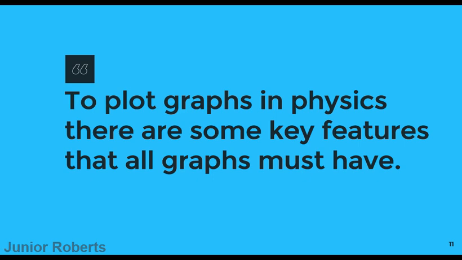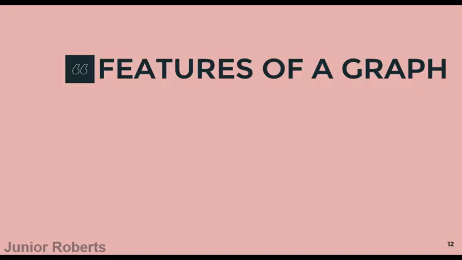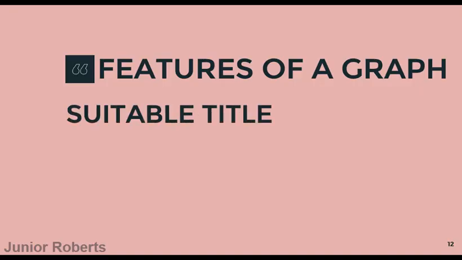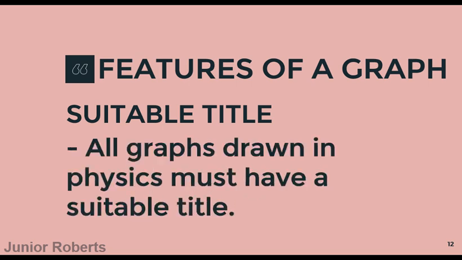Now, to plot a graph in physics, there are some key features which we must adhere to, and we're going to discuss those key features that all graphs must have. The first key feature of a graph is a suitable title, right? All graphs that are drawn must have a suitable title, and we will place our title at the top of the graph paper, and it is always written in bold letters and underlined. In future videos, we're going to go into more details about these key features. This is just to outline those key features so you can be aware of them.